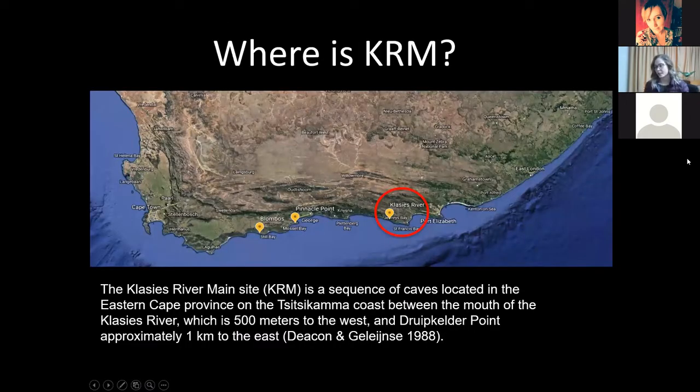So for further context, let's just maybe take a second to figure out where Klasies River is. So it's over there in the red circle, as you can see. It's a sequence of caves located in the Eastern Cape province of South Africa on the Tsitsikamma coast.